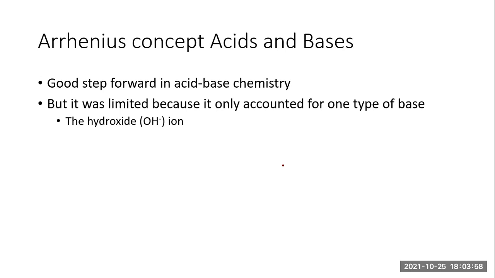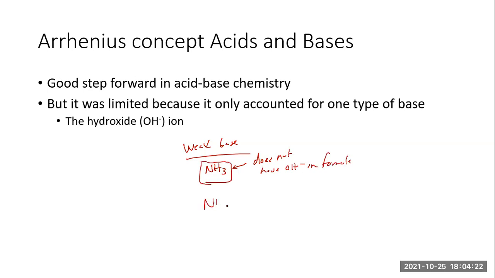But there are some bases which are weak bases, for example ammonia, NH3. NH3 is a weak base. It does not have any OH minus in the formula. But something like NH3 has the ability, as we will see in this chapter, to react with water. In that process, the NH3 will actually pick up an H plus and make NH4 plus and OH minus.